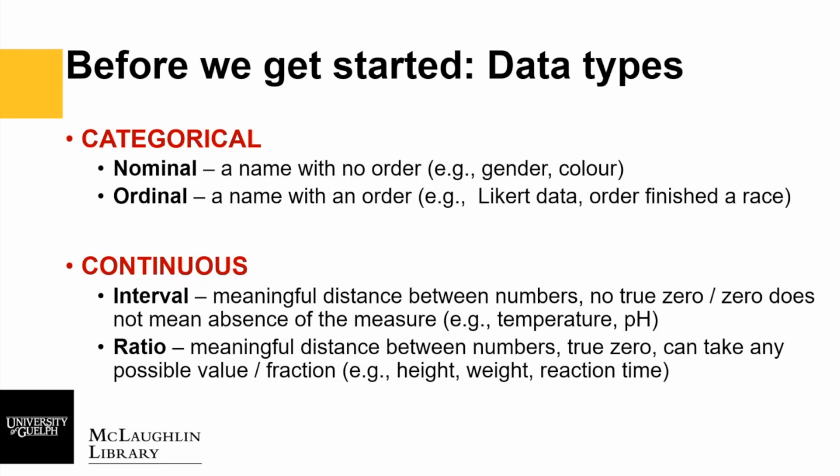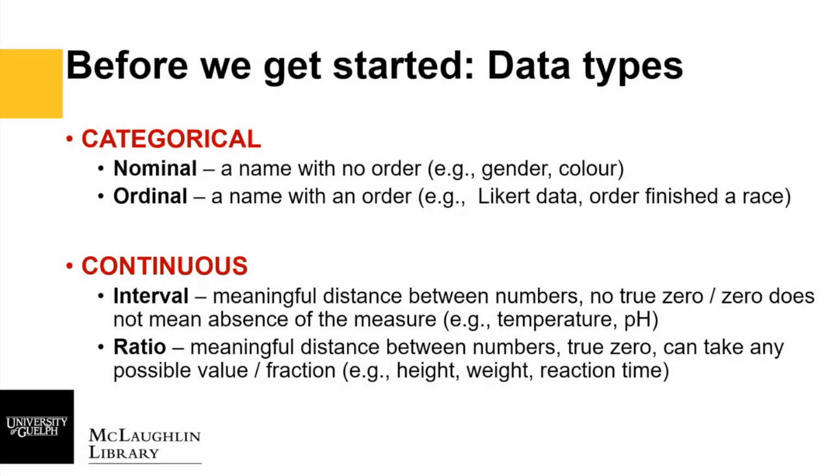For continuous data, we also have ratio data. This kind of data has meaningful distances between the numbers, and there is a true zero. So you can take any possible value or fraction. So if I said, for example, 0 height, you literally have no height. If I had 0 weight, you literally have no weight. If your reaction time was 0 milliseconds, you did not have a reaction time. It was 0 seconds. 0 actually means something in this case.